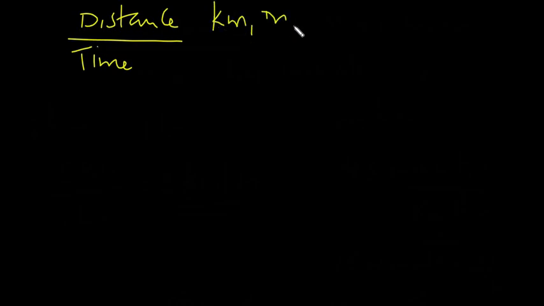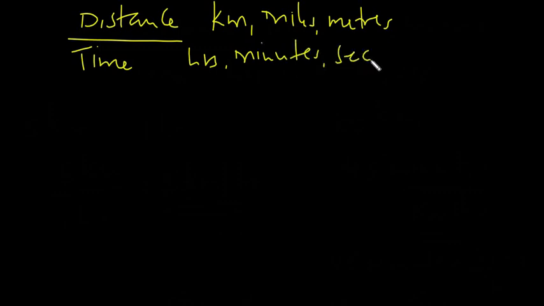We're going to learn how to calculate the average speed, and generally we calculate the speed by getting the distance covered and then dividing by the time taken. This distance could be in kilometers, in miles, in meters, and so on. And then the time could be in hours, in minutes, in seconds, and so on.